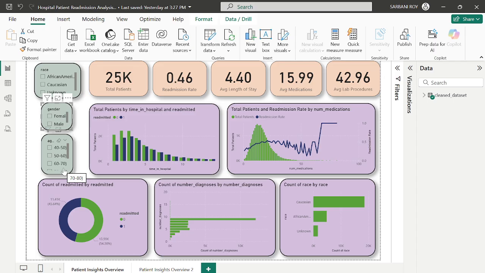For example, if I want to analyze only the elderly female patients, I can simply select the combination and enter, and the dashboard dynamically updates.